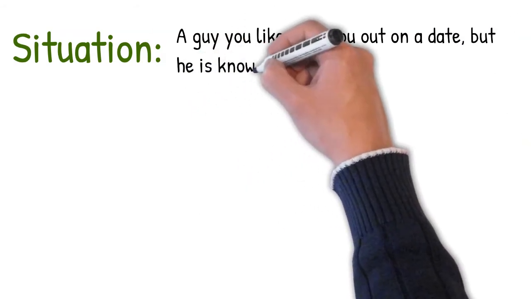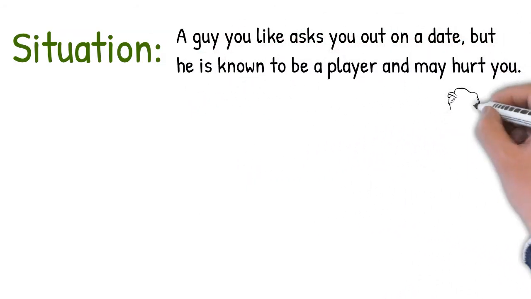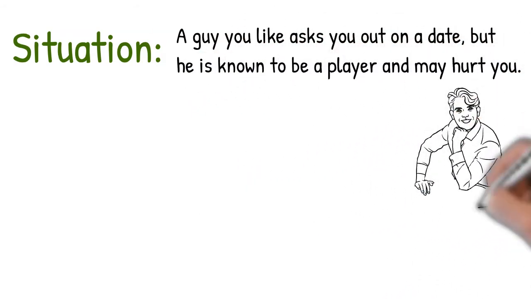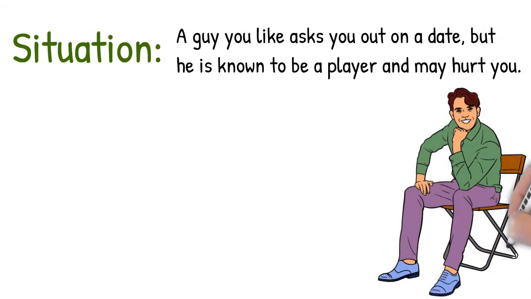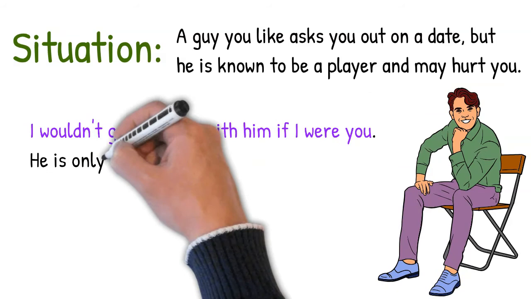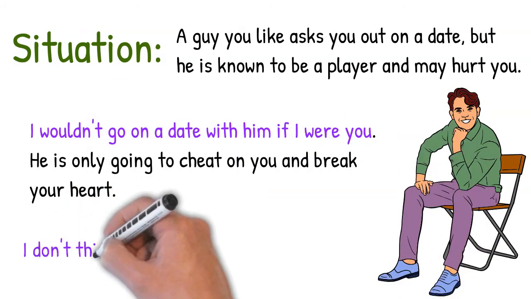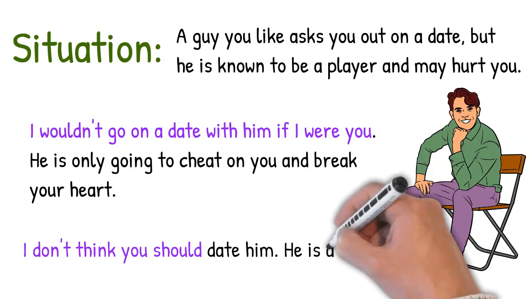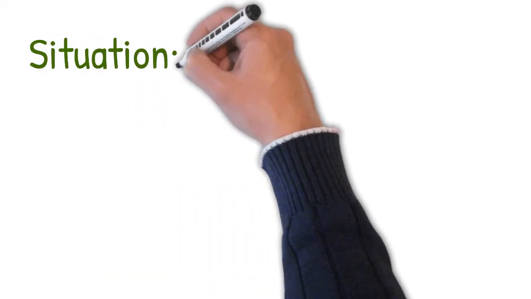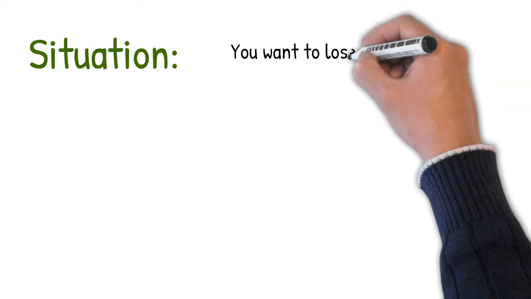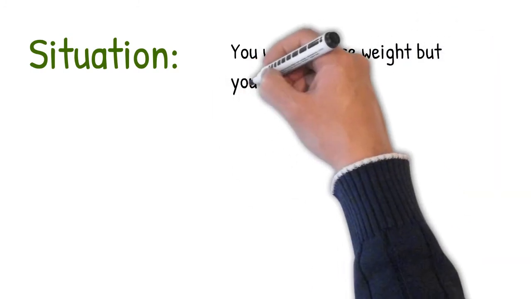Let's look at another situation. A guy you like asks you out on a date, but he is known to be a player and he may hurt you. A player is someone who likes lots of women. He's a womanizer, and so he may hurt you. Your friend would say, "I wouldn't go on a date with him if I were you. He's only going to cheat on you and break your heart." Or, "I don't think you should date him. He's a player."